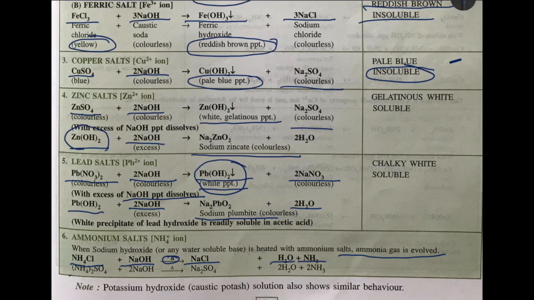If you take ammonium sulfate also and you add sodium hydroxide and you heat it, you'll get sodium sulfate, water, and ammonia, which is a pungent smelling gas. Okay, so potassium hydroxide, which is caustic potash solution, also shows similar behavior. Whatever we discuss, you will be getting the same type of result.